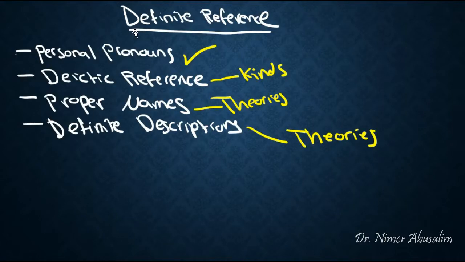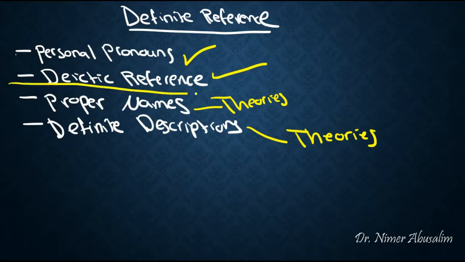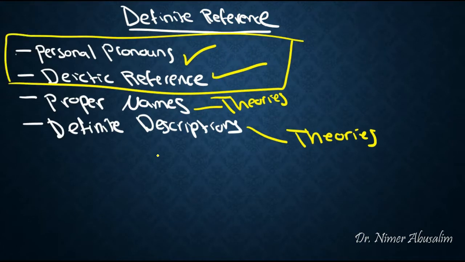So far, we have been talking about definite reference, and we mentioned that there's personal pronouns, deictic reference, proper names, and definite descriptions. So far we're done with personal pronouns and deictic reference. Our next focus will be on proper names and relevant theories of proper names, and then definite descriptions and relevant theories of definite descriptions.